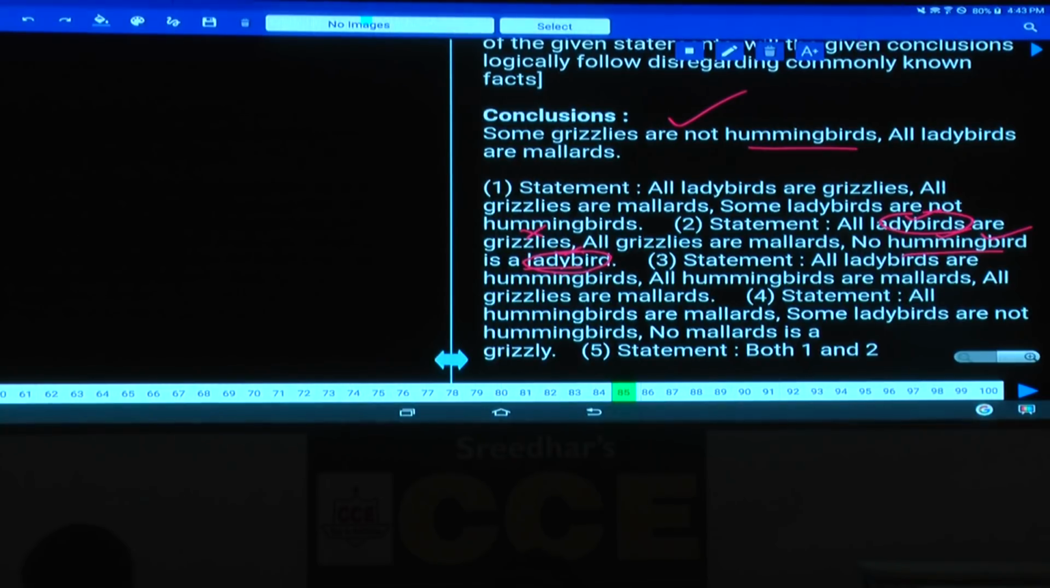Done with this? Then coming to the second one. What is the second conclusion here? The second conclusion is all ladybirds are mallards. Now, ladybird and grizzle is here, and grizzle and mallard is there. I can combine these two. Ladybird tick, grizzle is false and cross, and grizzle is tick, mallard is cross. The grizzle, the middle term, is distributed. And the conclusion is between ladybird and mallard. Hence, all ladybirds are mallards, definitely true. Clear now? Hence, both 1 and 2 are given in choice 5.